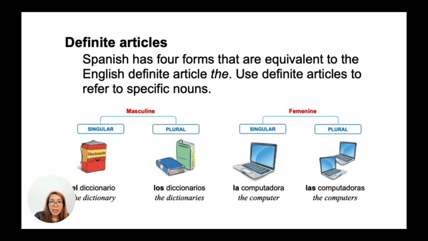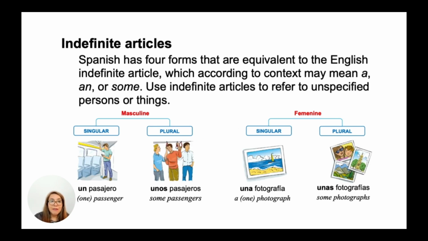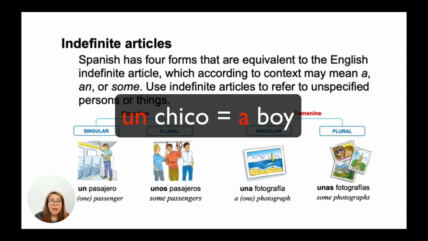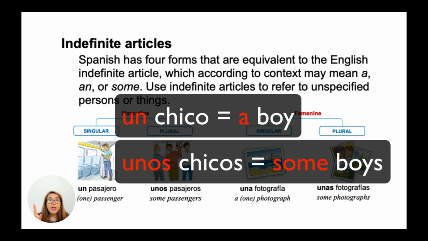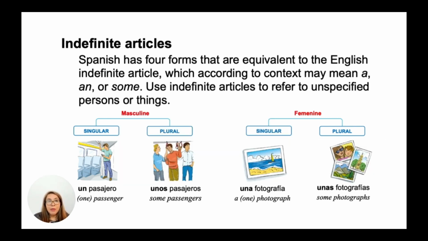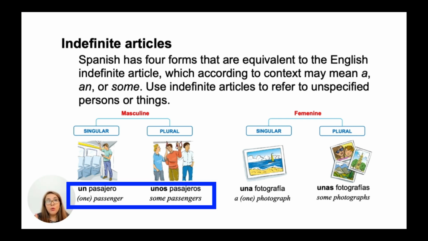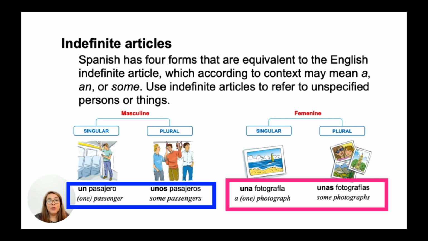What about the indefinite articles? The indefinite articles would be un for masculine. For example, un chico, plural, unos chicos. And the example that we have is un pasajero, unos pasajeros. What about feminine? Una fotografía, unas fotografías.